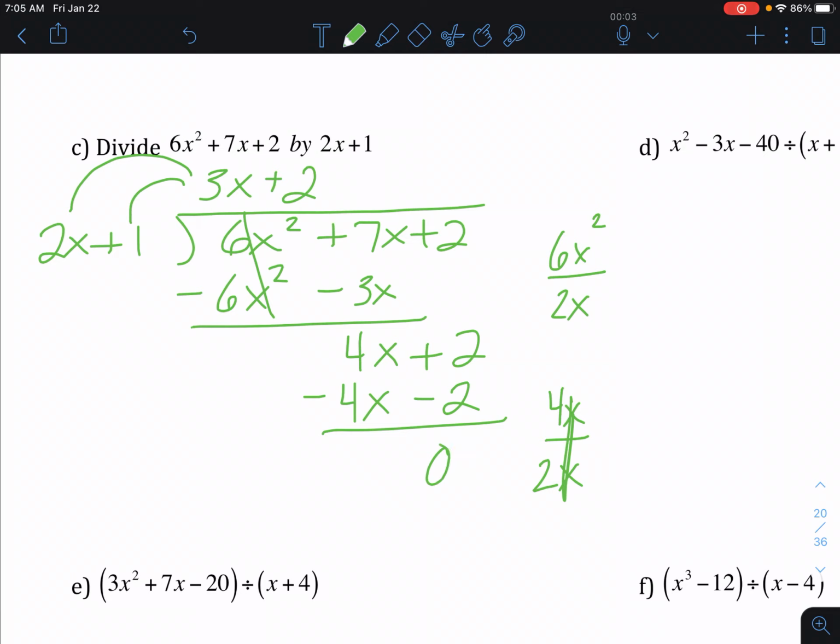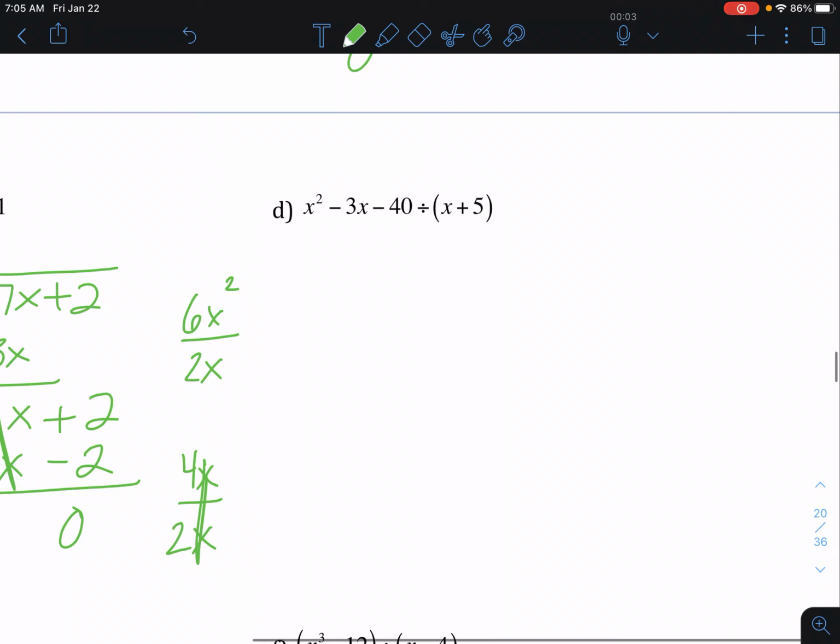And we'll get 0. Cancel and then 0. So our answer, we don't have a remainder. So 3x plus 2 is our answer. And if it were to ask, it doesn't have a follow-up question here, but if it were to ask, we would say, yeah, it's a factor. 2x plus 1 is a factor because there's no remainder.